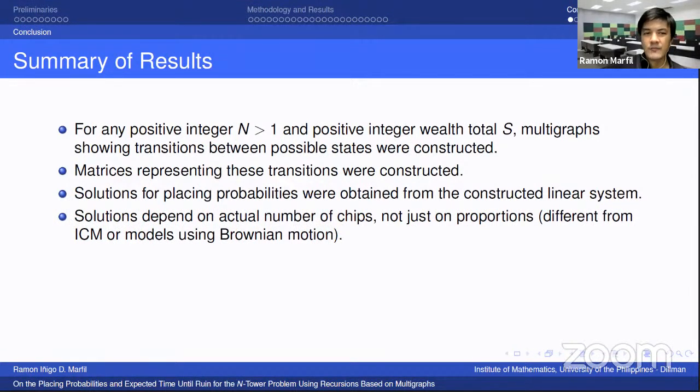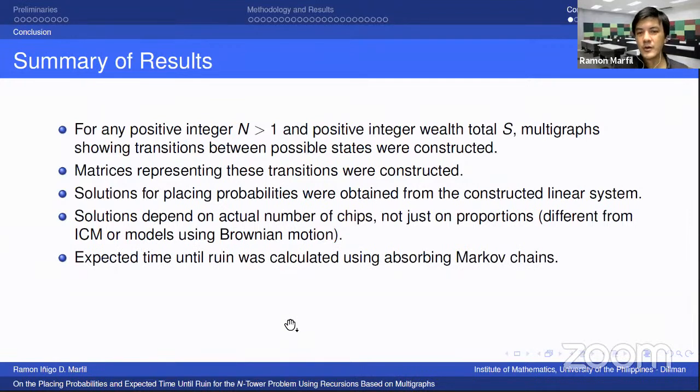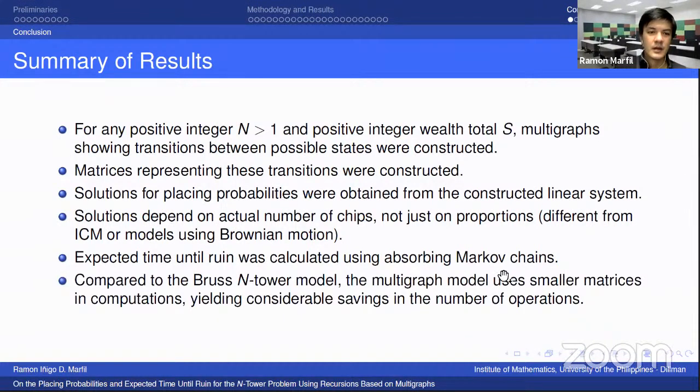And this differs from the ICM or independent chip model tulad ng pinakita natin kanina, and models using Brownian motion in earlier models used by Bros, for example. And expected time until ruin was calculated using the fundamental matrix for the absorbing Markov chain. Okay. And compared to the Bros N-tower model, the multigraph model or our model uses smaller matrices in computations, yielding considerable savings in the number of operations. Okay.